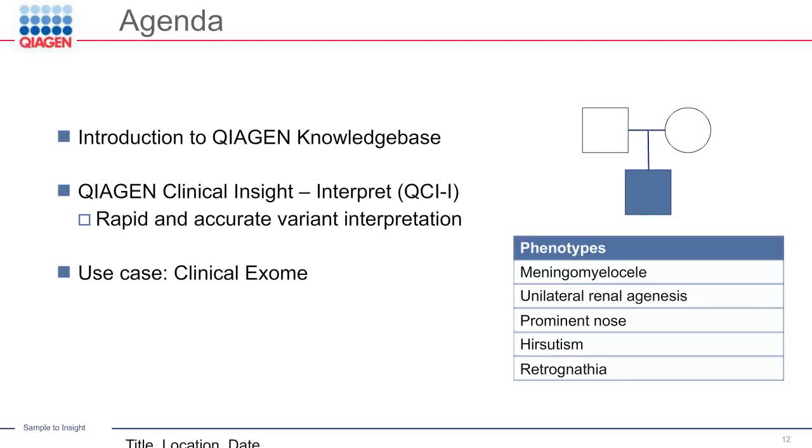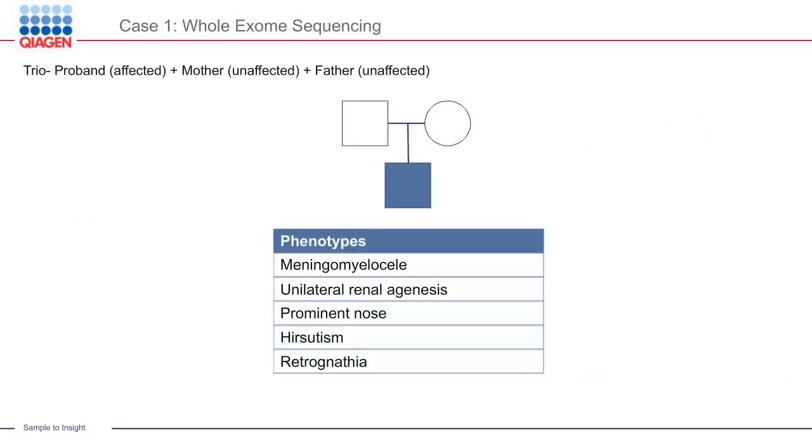So we've talked a lot about the content in the knowledge base and the variant-specific content that underlies QCI-I. Now we'll see the tool in action in a clinical exome use case. This case was actually published last year in BMC Genomics, and in this trio, the proband has 2 unaffected parents and is exhibiting a constellation of features that are included here. But there was no real clear diagnosis. So to identify the causal variant, whole exome sequencing was performed in all 3 individuals in the kindred.